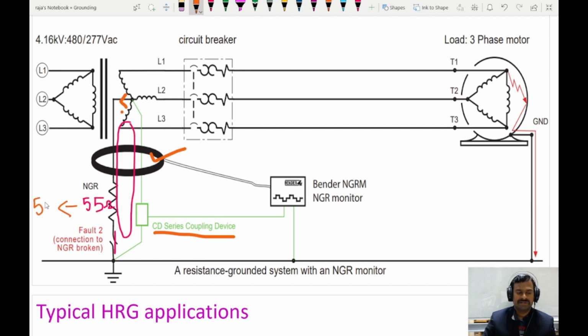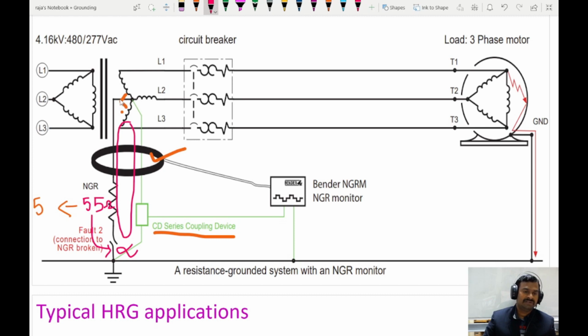So that means this is not a normal condition, so there is a short circuit. Or if there is an open, this 55 will change to an infinite amount of resistance. So this also can be identified. And this particular relay, the NGR monitor relay, will give the respective notification, either low resistance, that is, a short circuit, or if it is open, it will show high resistance, so that particular LED or that particular alarm will work.